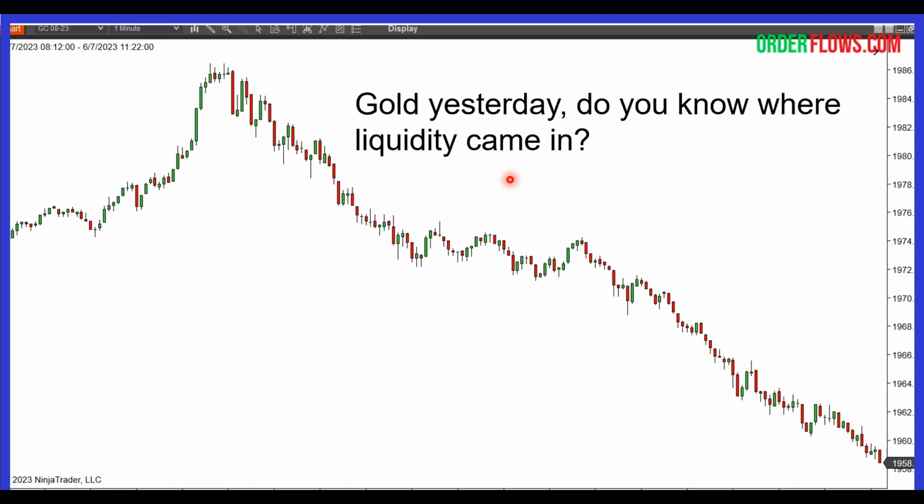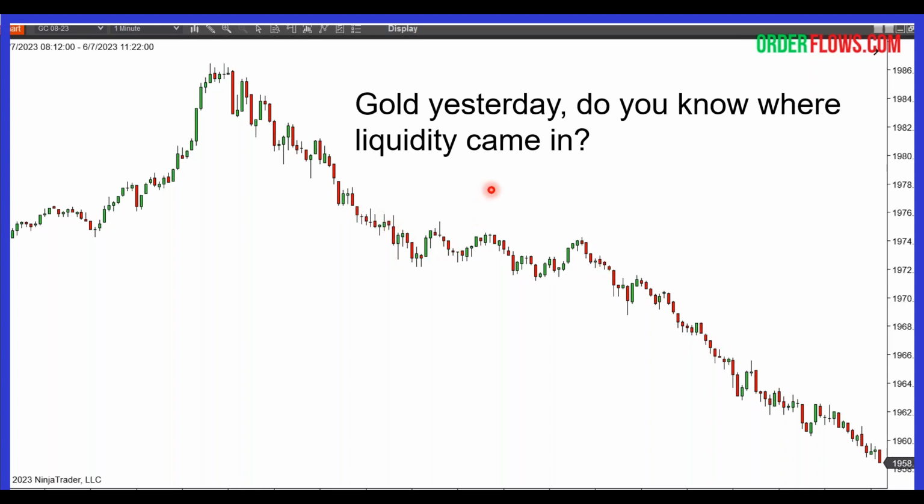And, you know, we had this big sell-off in the gold yesterday, right? Almost a 30 point move down. And while it's nice to have a reason to sell up here, if you have any reason to be selling on this move down, that's great.